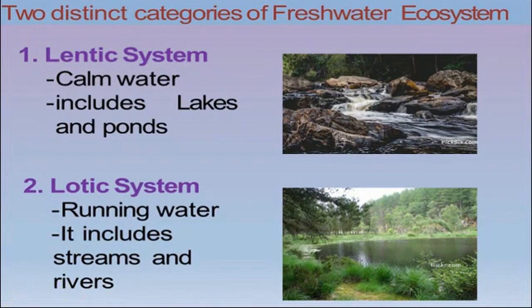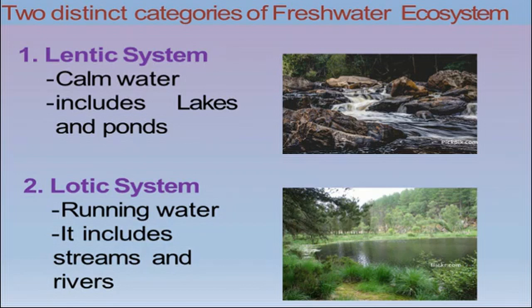Now let us know about the different freshwater ecosystem. We have two distinct categories of freshwater ecosystem. The first one is lentic system. Lentic means calm water, so it is a water body which is not flowing, calm. So this includes lakes and ponds.